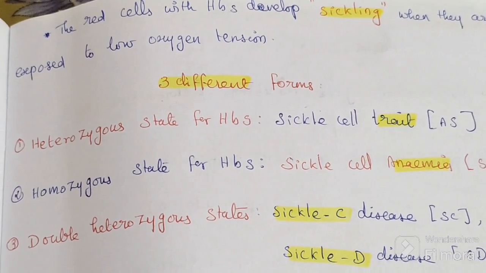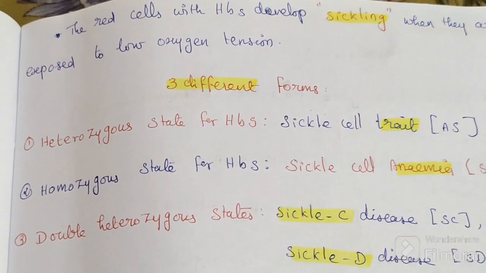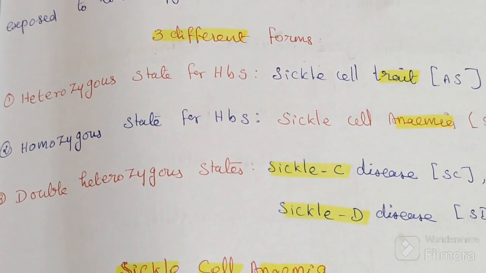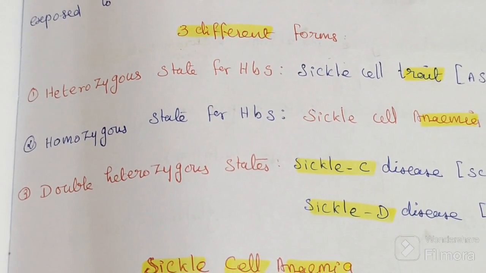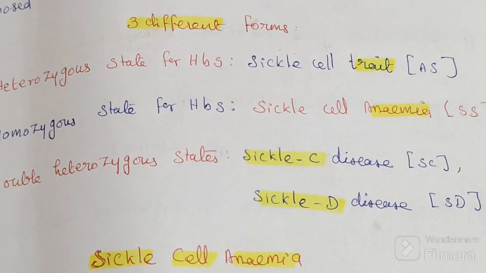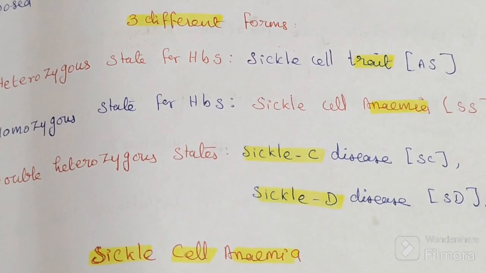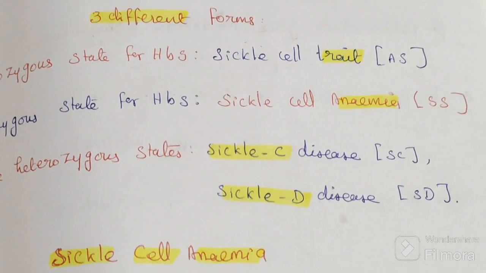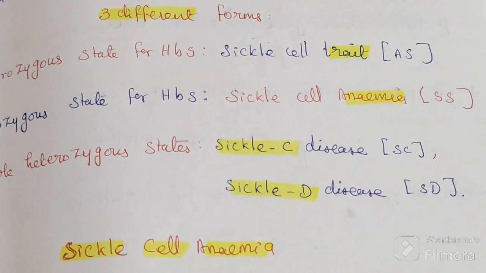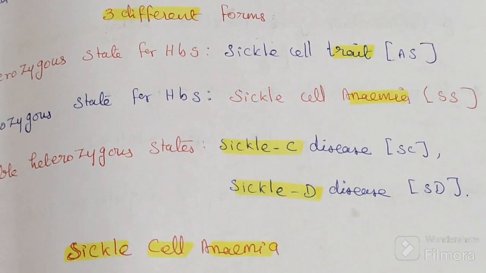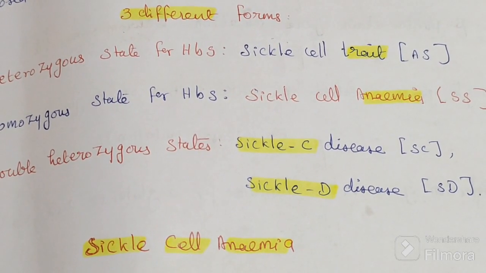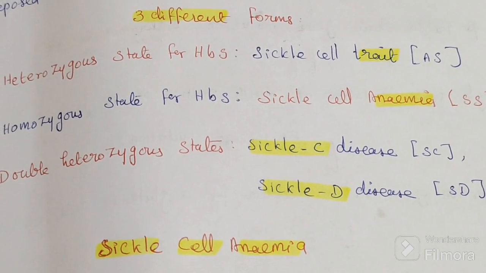Now, what is the shape of a normal RBC? It is biconcave, because it has hemoglobin A, the normal hemoglobin. But when hemoglobin A is replaced by HbS, the shape of the RBC changes from biconcave to sickle shape, and this phenomenon is known as sickling of RBC. So that is sickle syndrome.